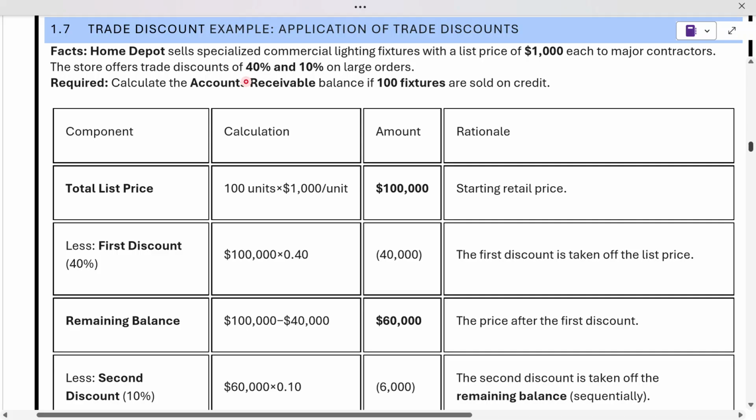Now they give a trade discount. The first discount is 40%, which is given as a trade discount. So that brings it to $40,000. The first discount is taken off the list price. Now the discount has been given. Then we can say that if someone has taken this 40% discount, the remaining balance would be $60,000 here, as you can see.